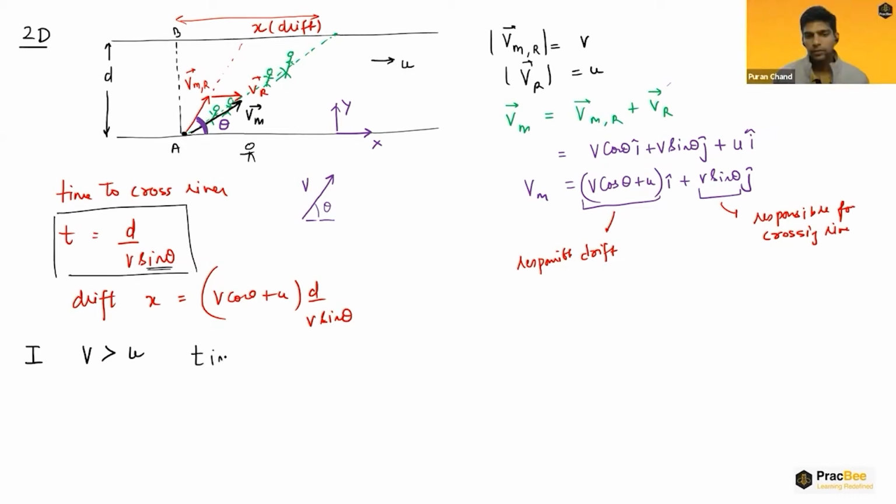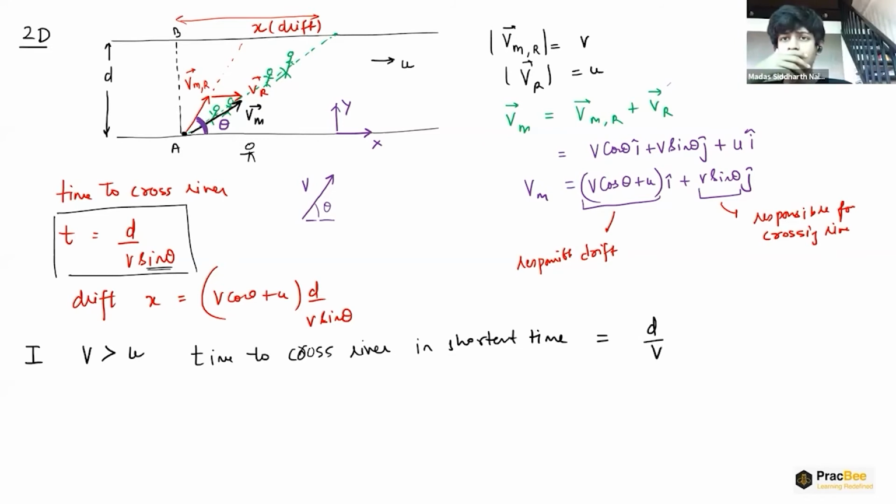So the time to cross the river in the shortest time will be d upon v. Is it clear? So it means your theta has to be 90 degrees. So a person has to jump or swim at a right angle to the flow. Is it clear? Okay, so in order to cross the river in the shortest time, the time should be this d by v, and the person has to travel at an angle of 90 degrees with the flow.